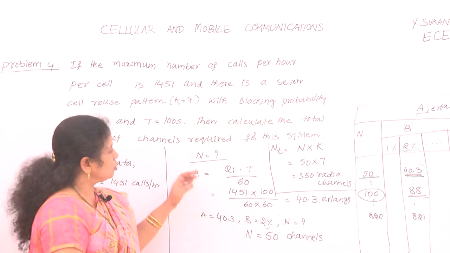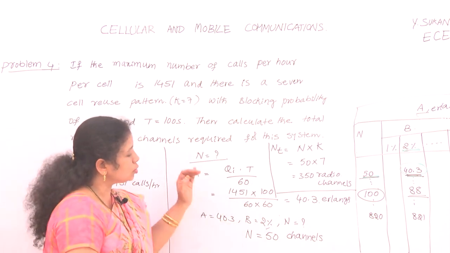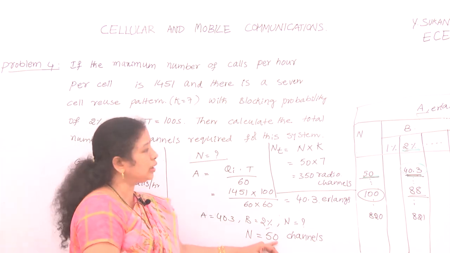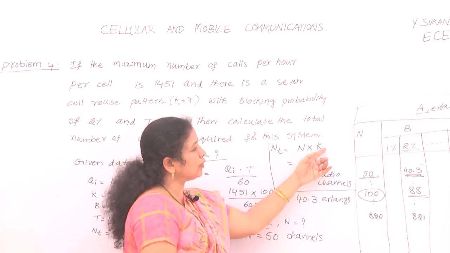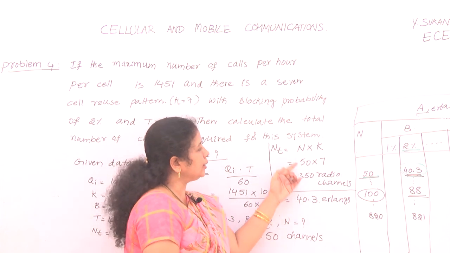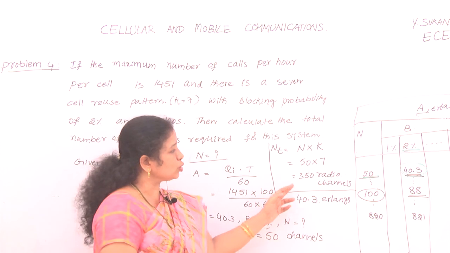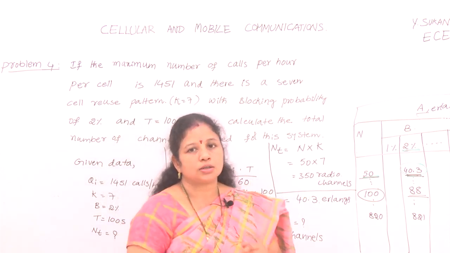So initially we calculated the offered load. From that data we calculated the total number of channels required in a cell. Then, after using the frequency reuse pattern scheme, we calculated the total number of channels required in the entire system, which is about 350 radio channels.